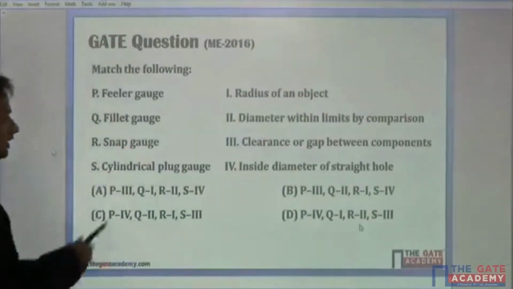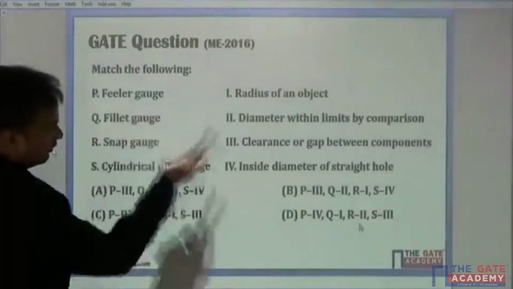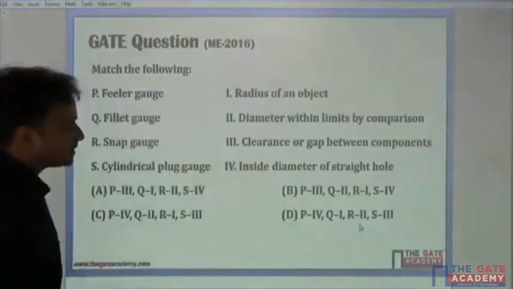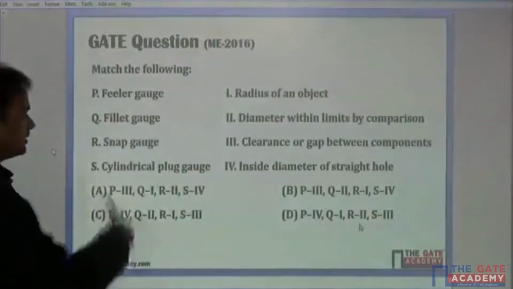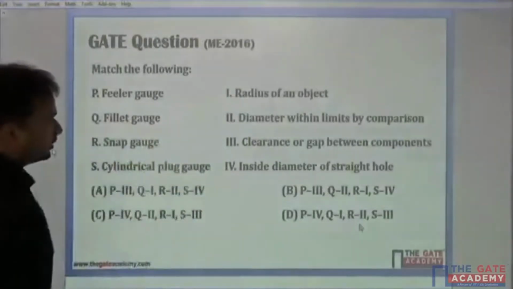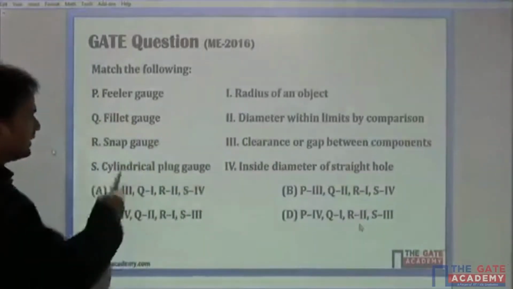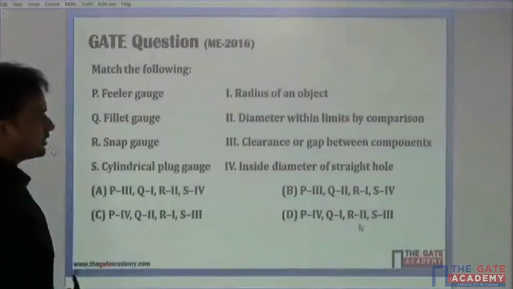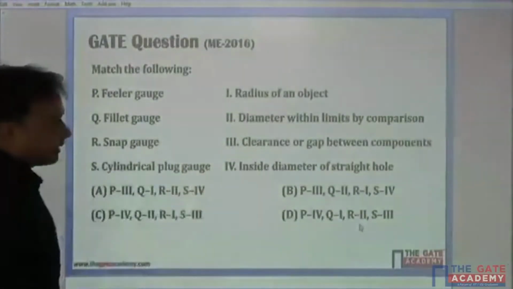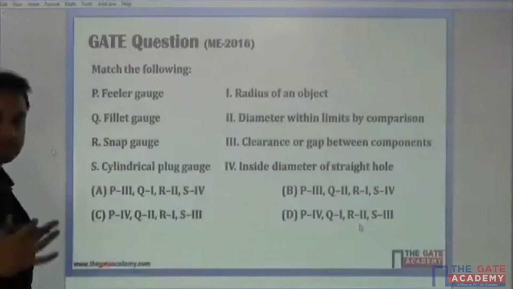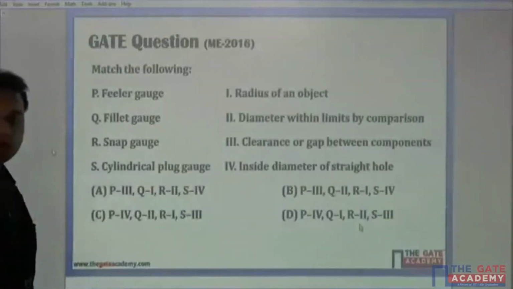Alright, so feeler gauge, as you have now understood, is used to measure the clearance or gap between the components. Similarly, feeler gauge is used for measuring the radius of an object. Snap gauge is used to measure the diameter within limits by comparison. Snap gauge is nothing but a kind of a go or no go gauge.